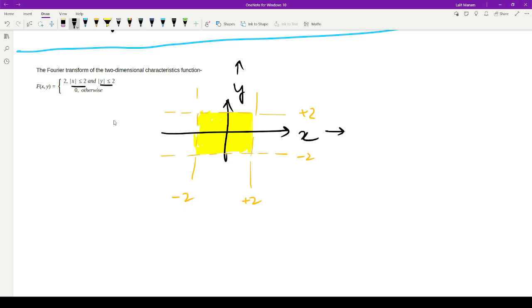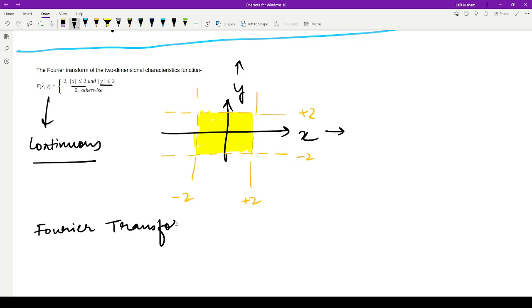Is it discrete or continuous? Continuous. So what kind of Fourier transform will you apply? Continuous, the usual one. You can call it continuous time Fourier transform, but people just say Fourier transform. So it is not the same as DFT.